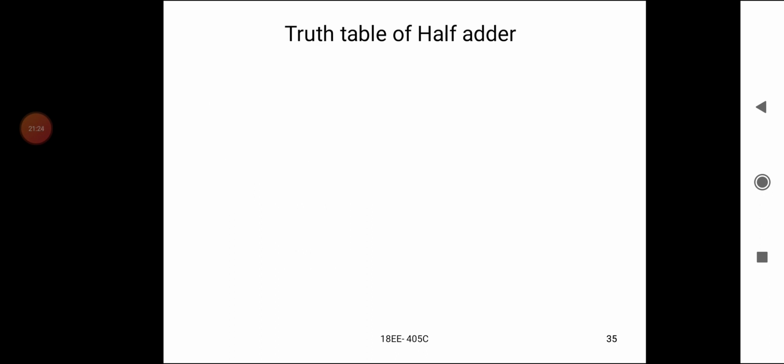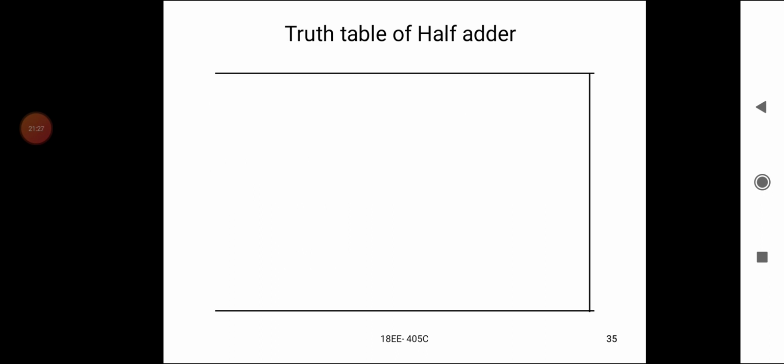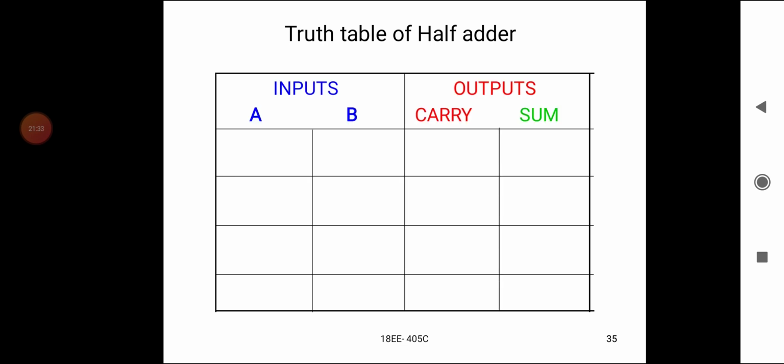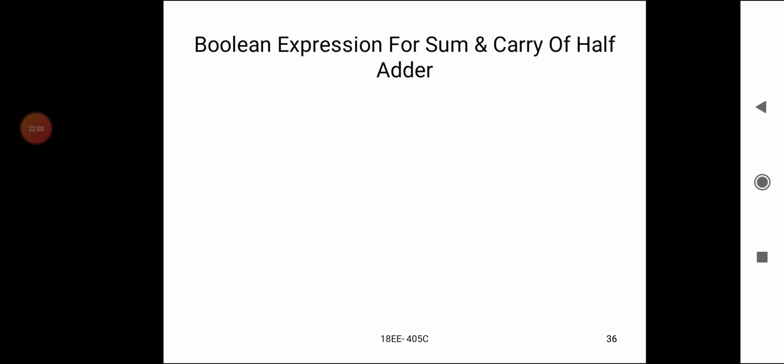The truth table of half adder. Inputs A and B, outputs sum and carry. If inputs are 0, 0, we get 0 plus 0, sum is 0, carry is 0. If A is 0 and B is 1, sum is 1, carry is 0. If inputs are 1 and 0, sum is 1, carry is 0. If inputs are 1 and 1, sum is 0 and carry is 1.